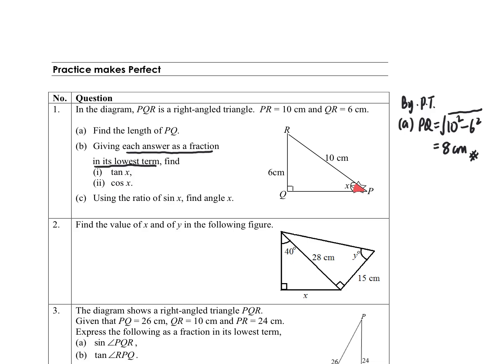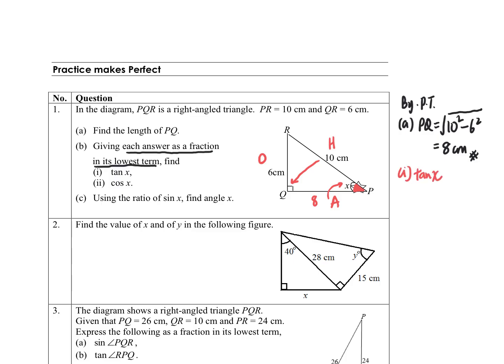So how do we identify hypotenuse, adjacent, and opposite? Where is hypotenuse? PR, this one. Hypotenuse is always the longest side opposite the 90 degree. Where is the adjacent side? PQ, this one, because it's just next to your angle. And then of course this is opposite. So once you identify your HAO, then you can start doing your trigo ratio.